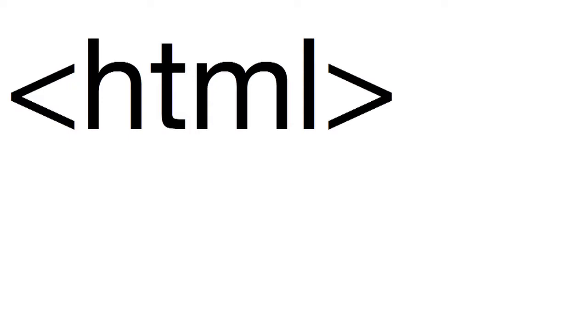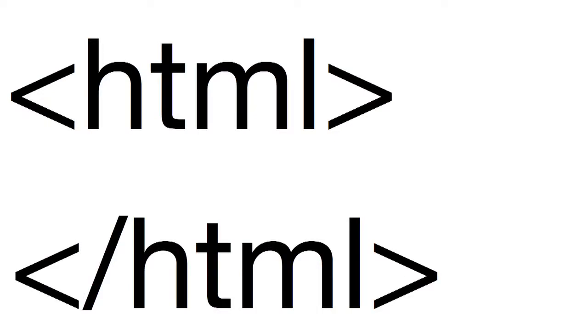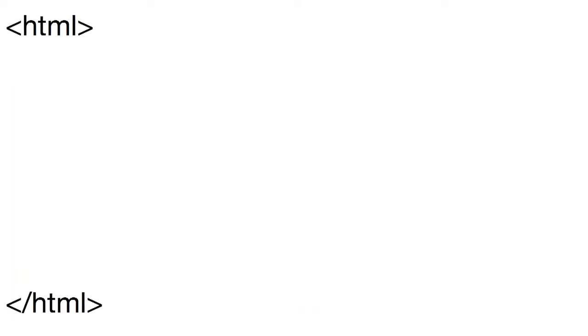So the first line in your document is going to be this angle bracket, HTML, angle bracket, and the last line that's going to be in there is going to be an angle bracket, slash HTML, angle bracket. And again, that's to tell the web browser you're done. There's nothing after here that you have to worry about. So we'll sit those at the beginning and the end of our HTML documents.